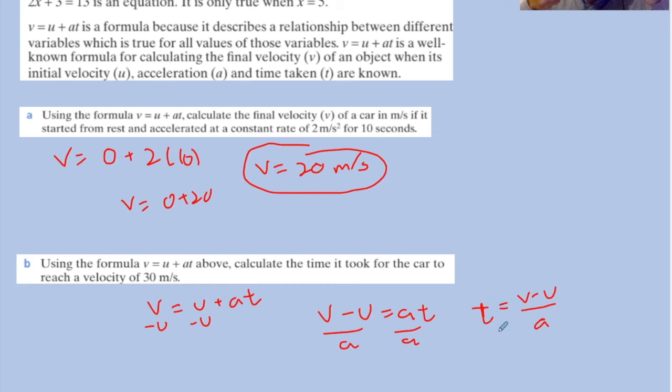So using what we have here, let's plug it in. I don't know my time, but my velocity is 30. My initial velocity is 0. And then my acceleration, we're going to use what we had from before, 2. So t equals 30 minus 0 over 2. So t equals 30 over 2. T equals 15, and we're in seconds.